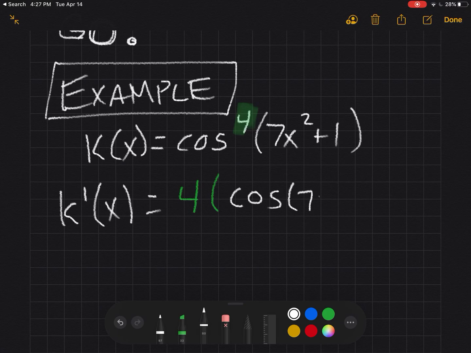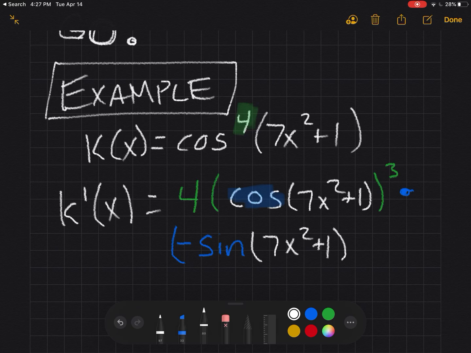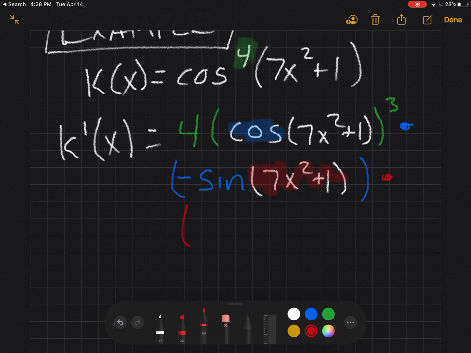So this is 4 times cosine of 7x squared plus 1 to the third power. Now I have to go into my second layer, which is the cosine layer. So then I have this derivative multiplied by negative sine of 7x squared plus 1.